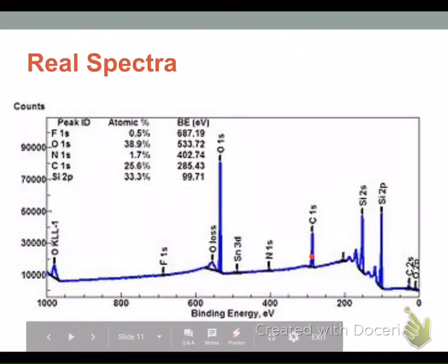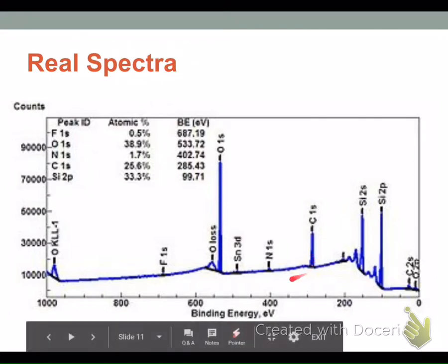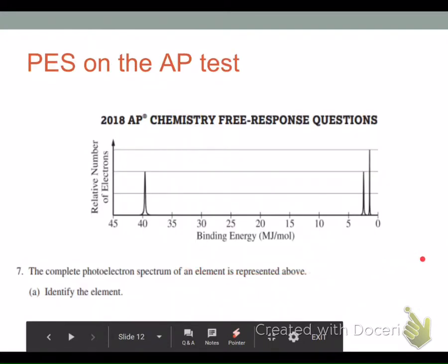A real spectra is not quite as nice and tidy as what we'll see on our printouts. It has this kind of a rough curve to it, but in the end, you can still measure the relative peaks. So for real spectra, relative peaks are going to be a lot easier to do than just looking at the y-axis. And then finally, let's end this up.